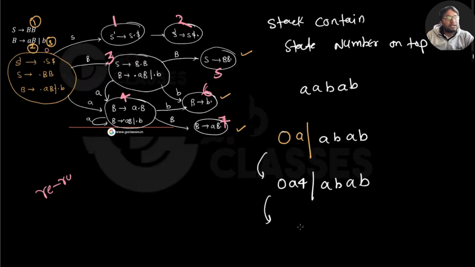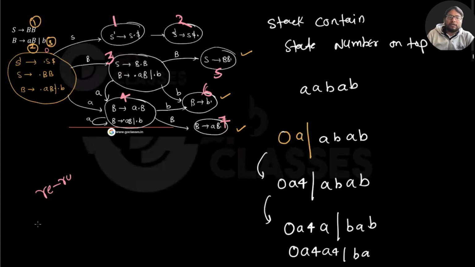Now if this a comes next, what will happen? 0a4a, and then the input is b. Can you tell me on this a where you are going? Earlier we were rerunning the DFA, but now you can just pick from 4. From this 4, if a is coming, you go to 4 only. So 0a4a4. Between these two state numbers there is a symbol, small a. On this small a, 0 goes to 4, and on this small a, 4 goes to 4 again. Till now you will understand like this. Don't worry.